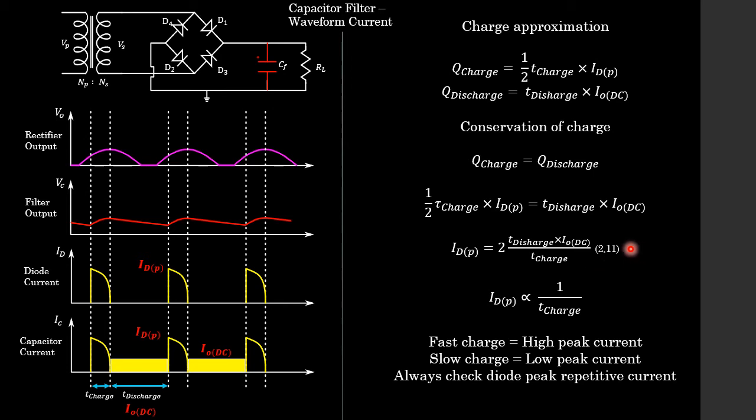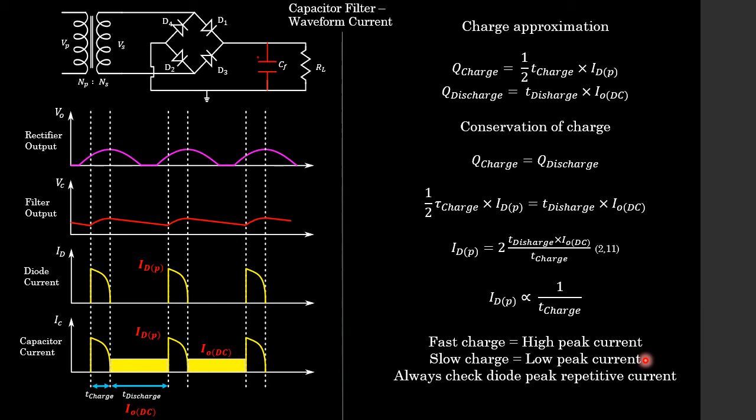It's a very important one, students, which we use to calculate our diode peak current. An important thing to note from this formula is the relationship between our diode peak current and our charge time, T charge. What we see here is that if we have a very fast charge time, we're going to experience a very high peak current, whereas if we have a very slow charge time, we're going to experience a low peak current.